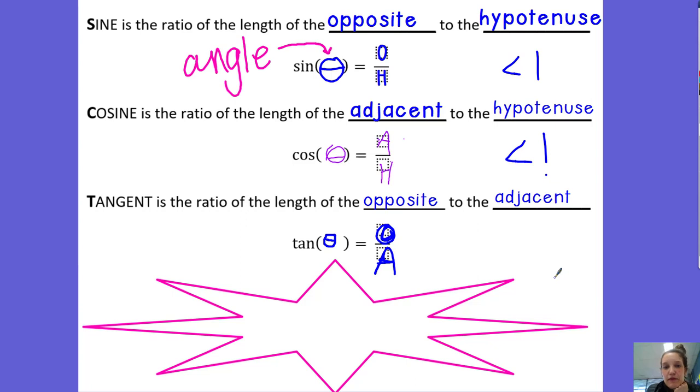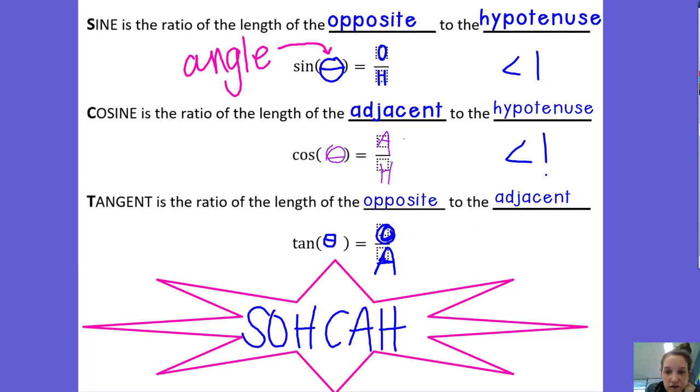And if you ask people, what do you remember from pre-cal? What do you remember from geometry? What do you remember from trig? They're like, oh, that's SOHCAHTOA. Some people just call this whole concept SOHCAHTOA. This acronym, S-O-H, SOHCAHTOA. I love SOHCAHTOA. It's the golden ticket.